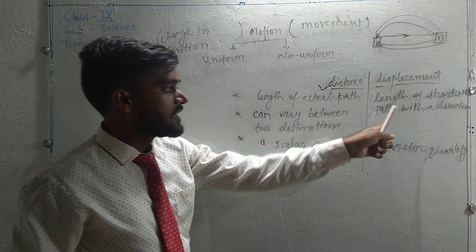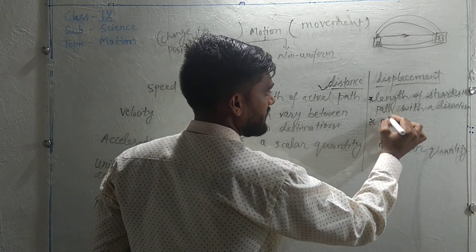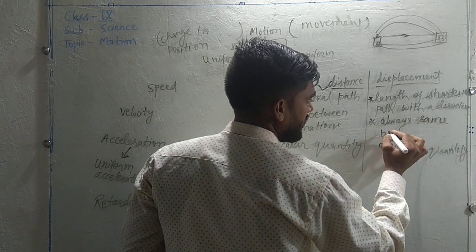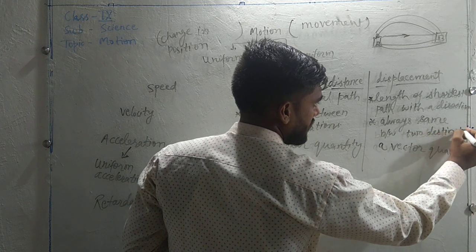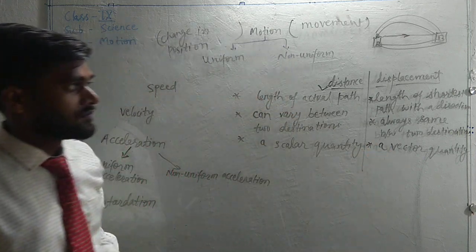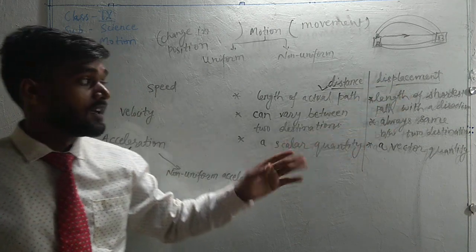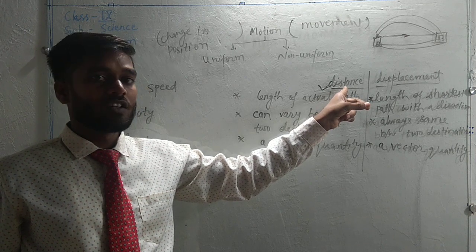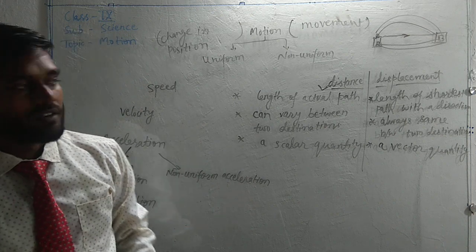And this displacement can never change. It always remains the same, always the same between two destinations. Okay, these three points of difference are there between distance and displacement, but the unit is the same. We use meter or kilometer for distance, and displacement is also measured in the same unit.